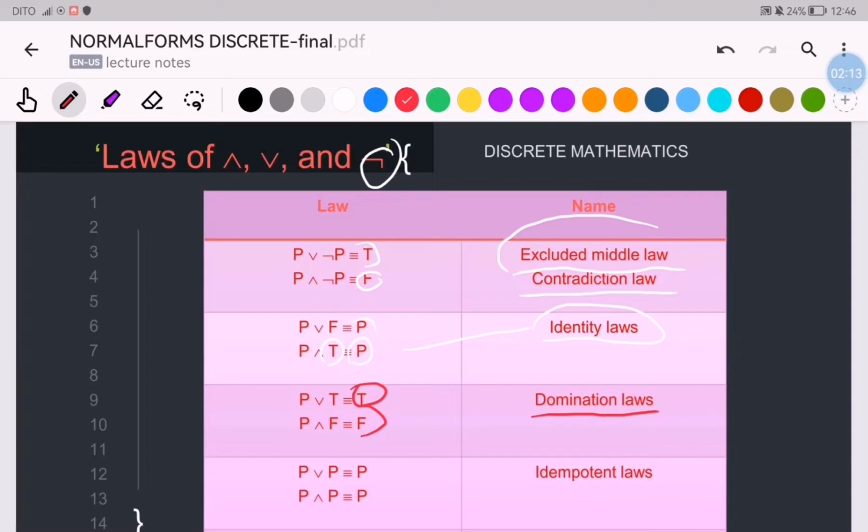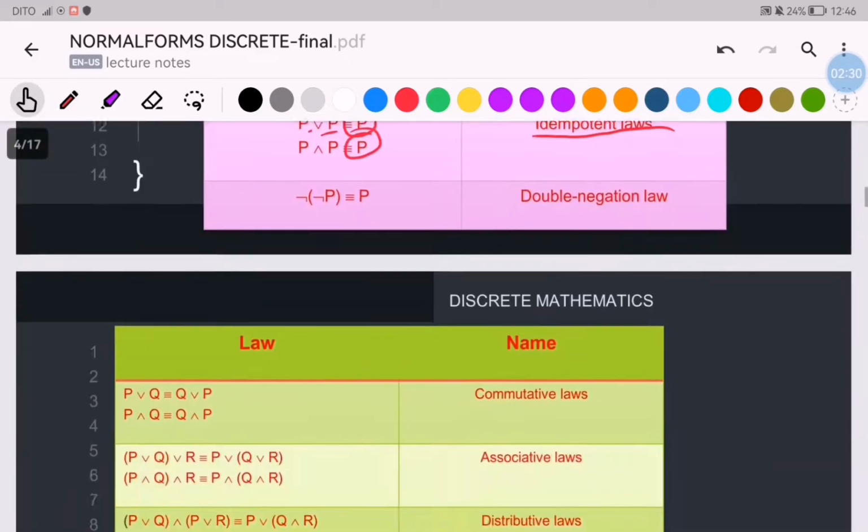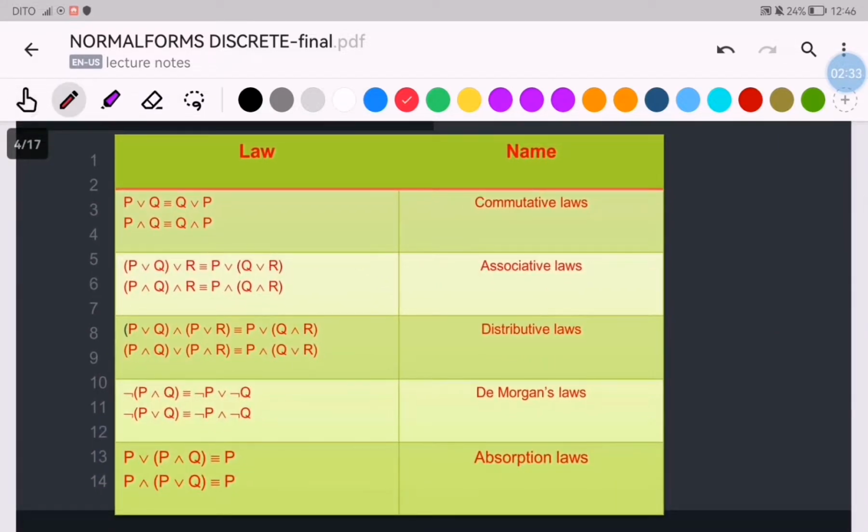How about the idempotent law? Under the idempotent law, P disjunction P is always P, and P conjunction P is always P. That is the idempotent law. The next one is the commutative law. It is the same as in algebra. In the commutative law, P disjunction Q is equal to Q disjunction P. Meaning, even if you swap them, it is the same. That is the commutative law, and it is the same with conjunction.